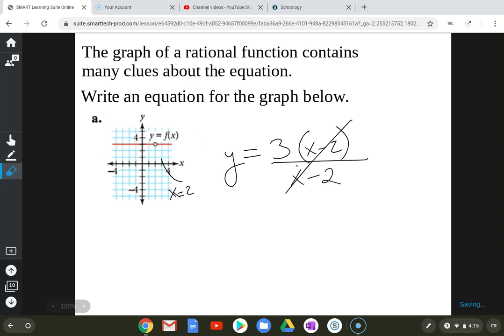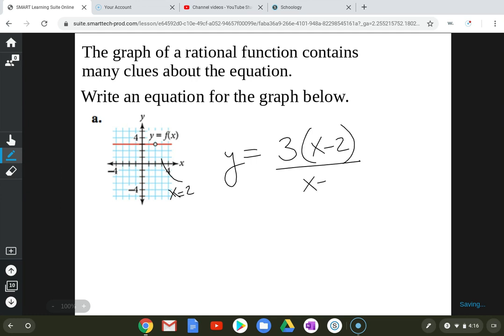But if we want the hole, then we need those factors there. So what you do, you put your graph equation like normal, and then you have to add a factor top and bottom for your hole. Since our hole is at x equals 2, we are adding x minus 2 top and bottom.